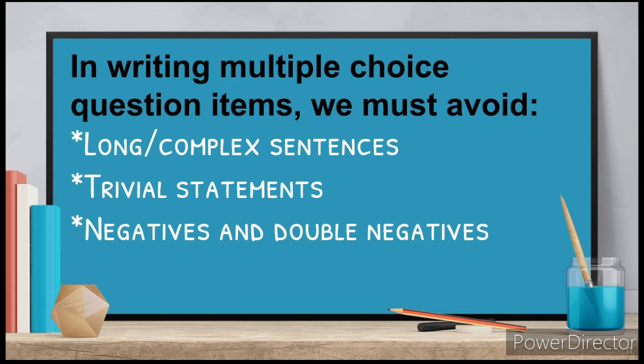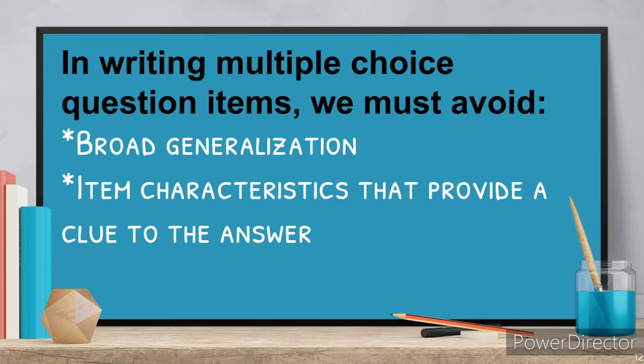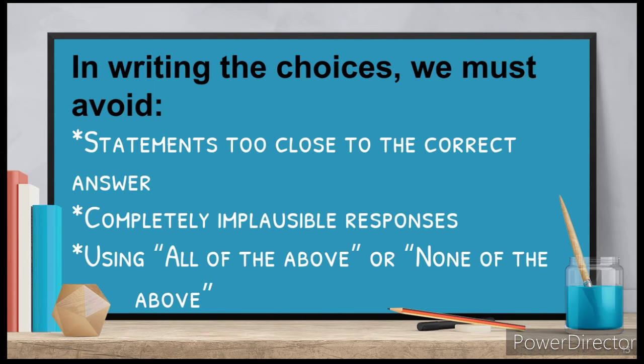In writing multiple choice question items, we must avoid long or complex sentences, trivial statements, negatives and double negatives, broad generalization, and item characteristics that provide a clue to the answer. In writing the choices, we must avoid statements too close to the correct answer, completely implausible responses, and using all of the above or none of the above.